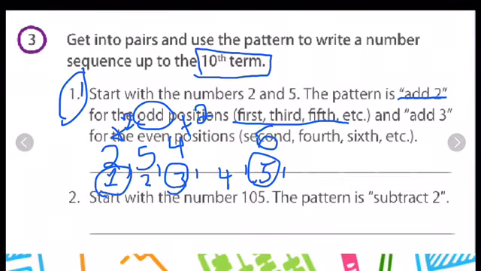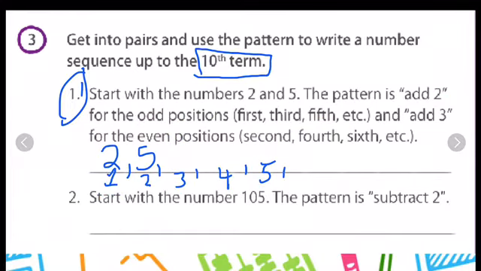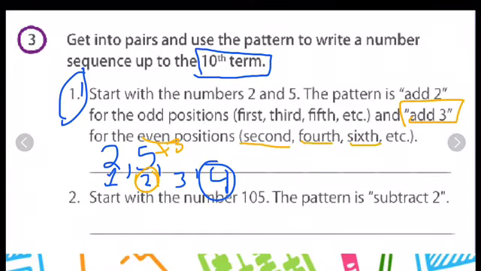Now let's erase this. For the even positions, second, fourth, and sixth, etc., you need to add 3 for the even positions. This is even. So 5 plus 3, that means that this position that is an even position, fourth, will be 8. 5 plus 3, 8.